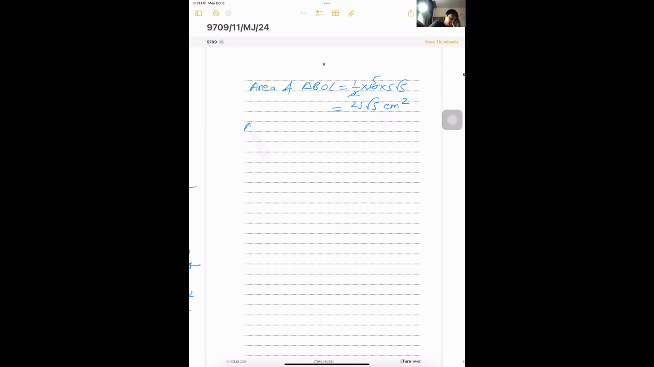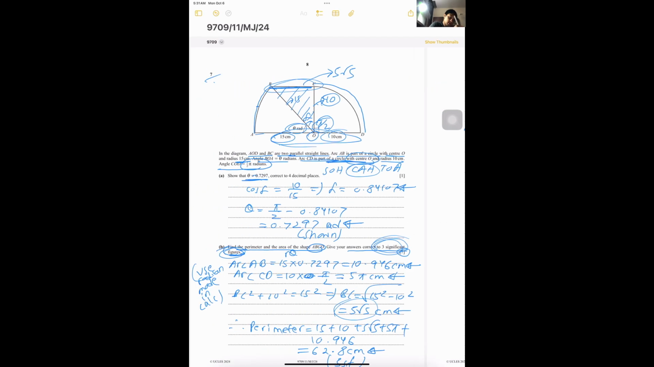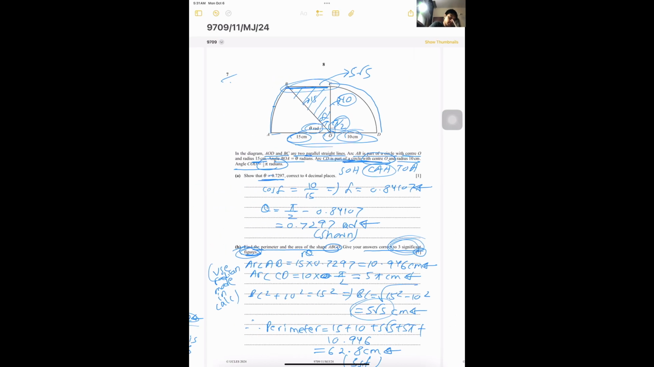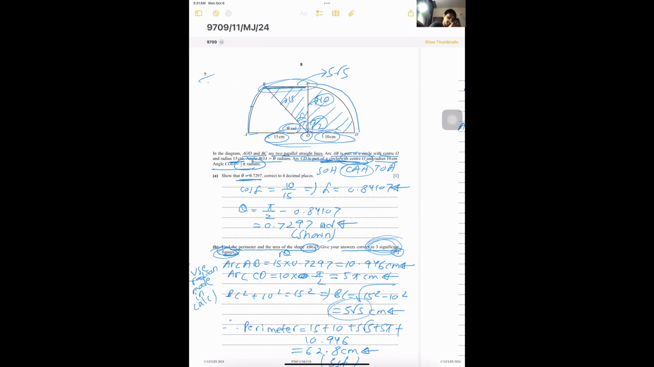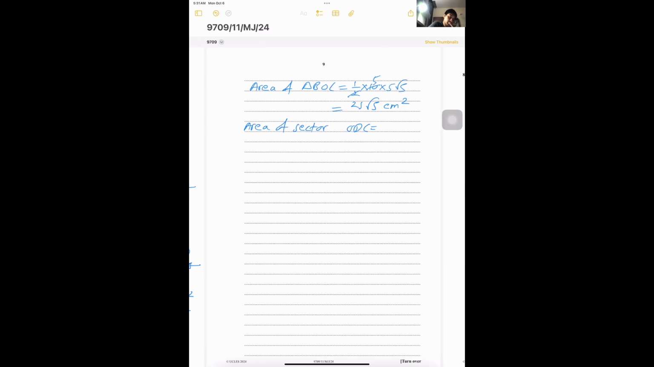Then the area of sector, let's do the first one, ODC. This one right here, and this is half into 10 squared, using half r squared theta. This equals, so this will be 100, I cancel this, so 25 pi. You can do it in your calculator.